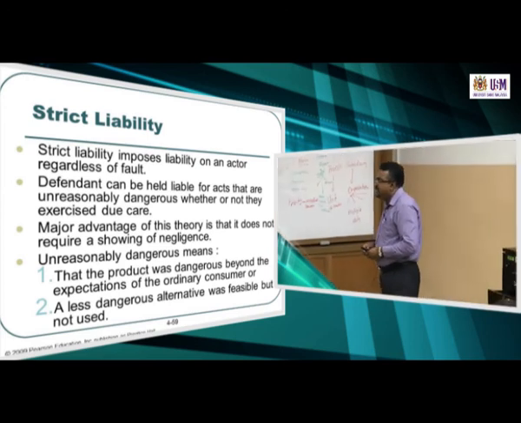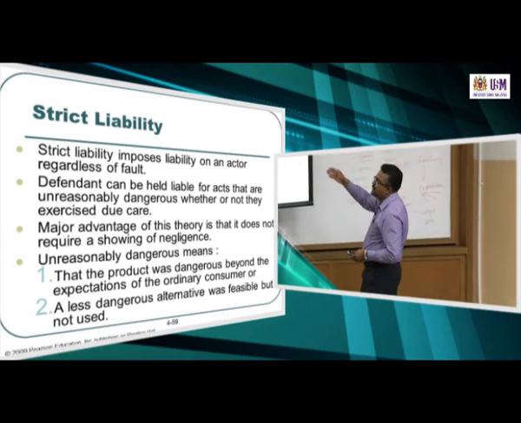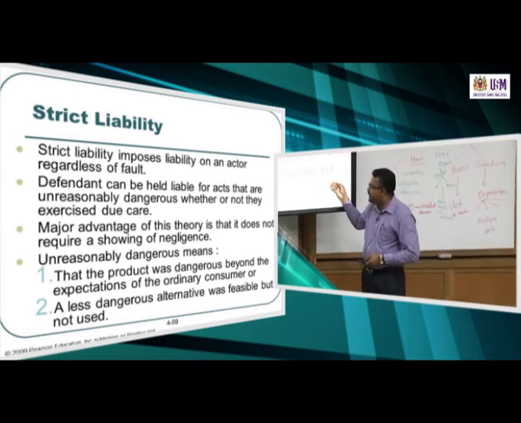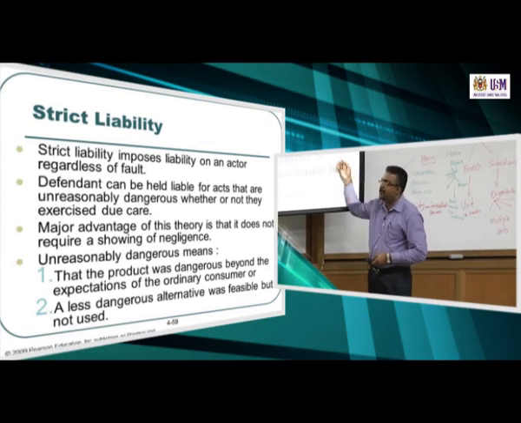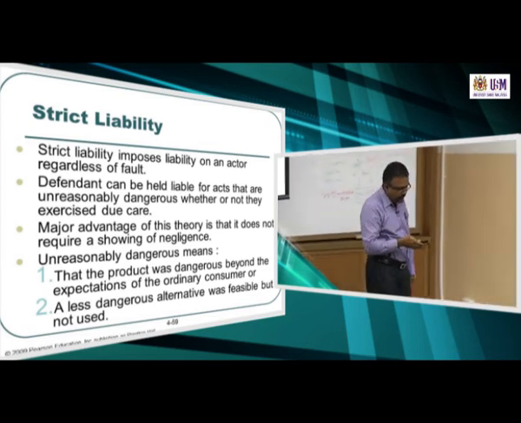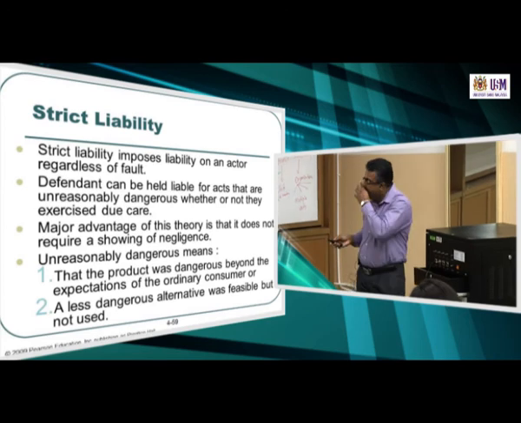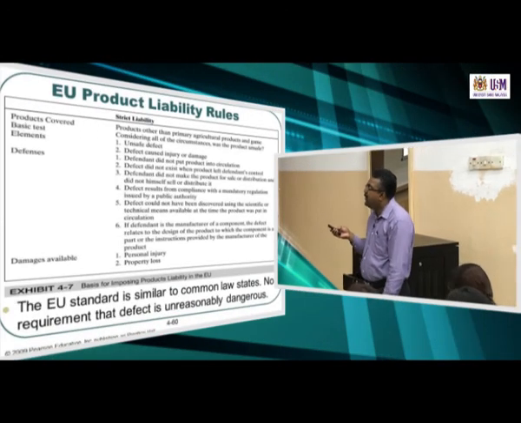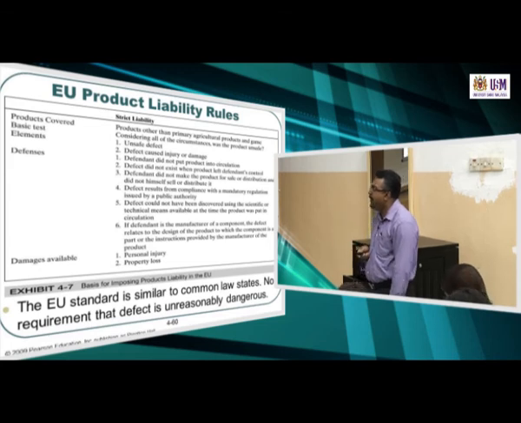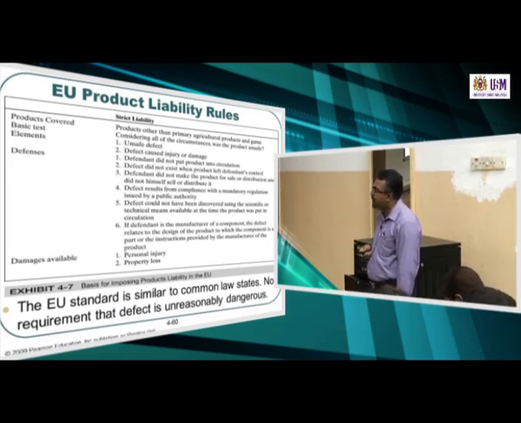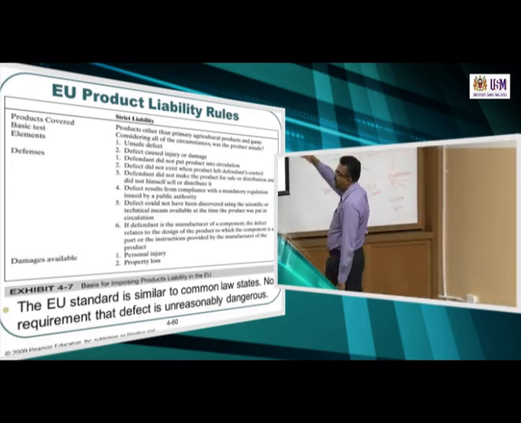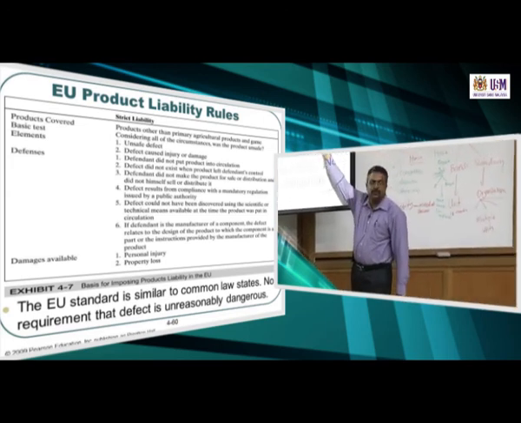Unreasonably dangerous means that the product was dangerous beyond the expectation of the ordinary consumer, or a less dangerous alternative was feasible but not used. Okay, so we can charge the company immediately. These are some of the product liability rules. You can go back and look at it. The damages are, for example, personal injury or property loss.